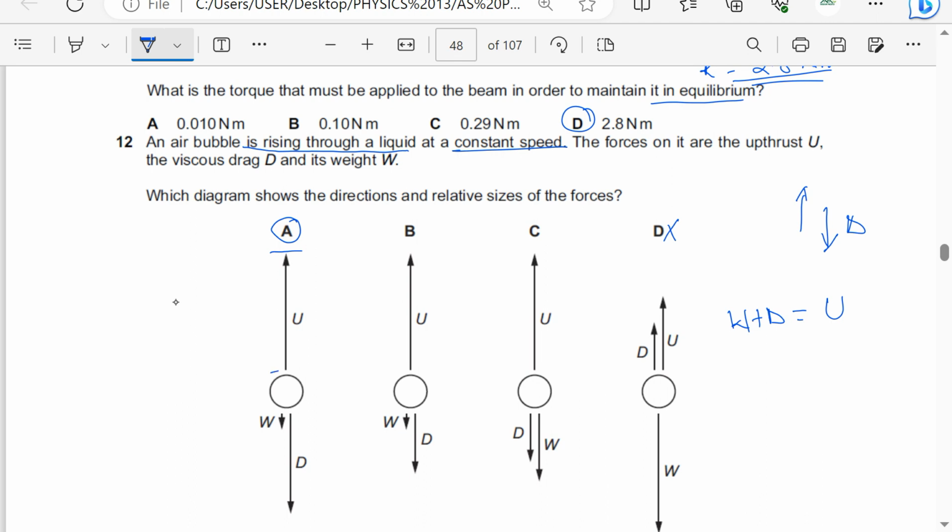Try to measure this length here for the upthrust, then measure the one for the drag plus the one for the weight and see. This one will be relatively shorter than the one at the top. It could be much greater than the one at the top. So the answer is going to be A, not C. You just compare the magnitudes. So the answer is going to be A.